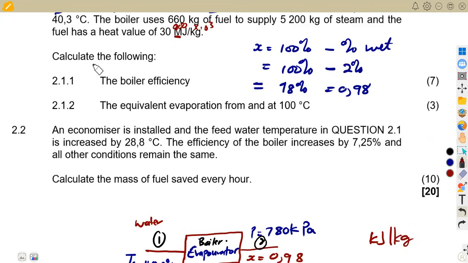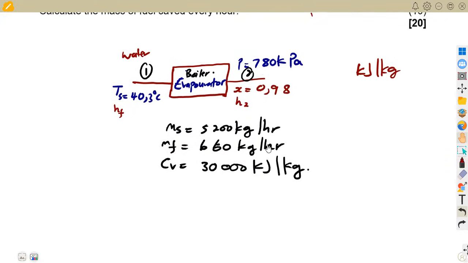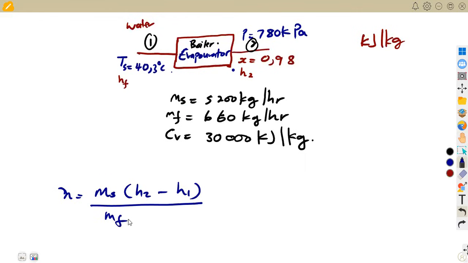7 marks, and you'll be wondering, where are we having the 7 marks? The 7 marks there, we have considered the part of this diagram that we are having. In a normal sense, the boiler efficiency, if you're dealing with two things like this, you just have to consider the enthalpy at the end and the one at the beginning, which is H2 minus H1. The formula from our formula sheet is the mass of steam times (H2 minus H1) over the mass of fuel times the calorific value, times 100%.